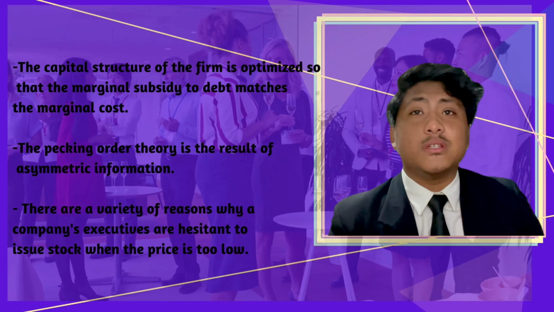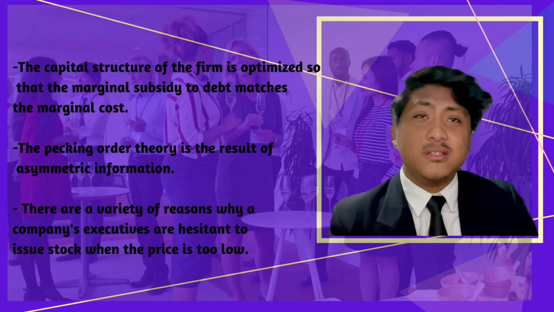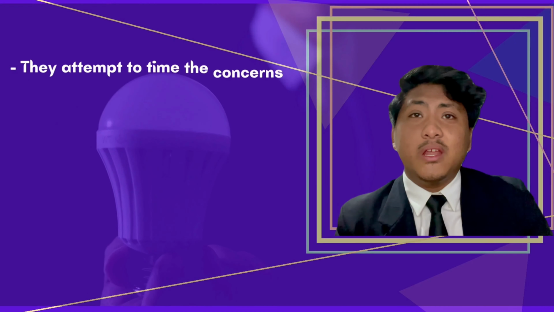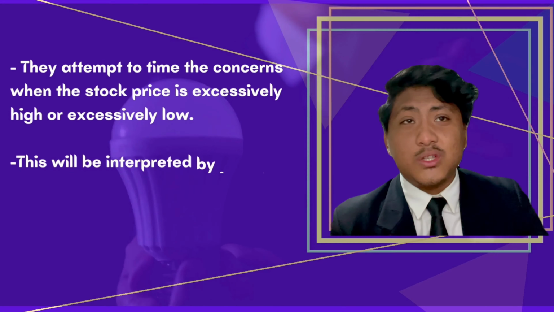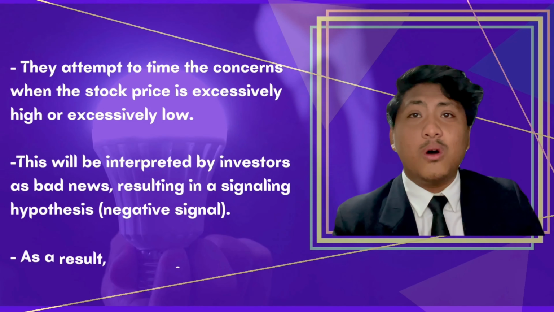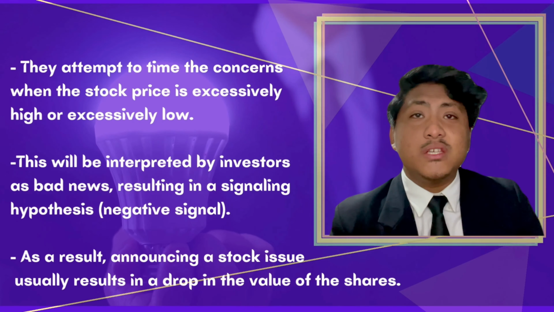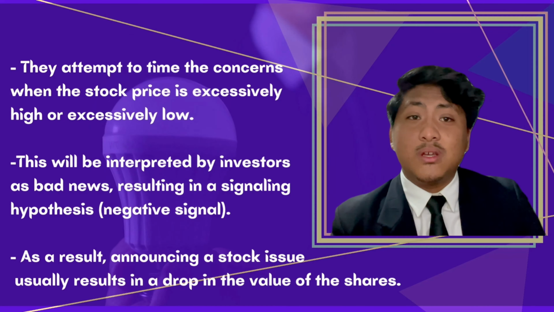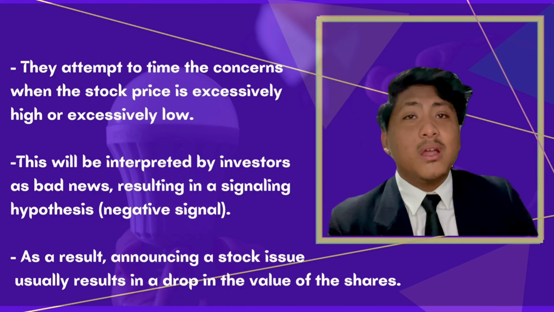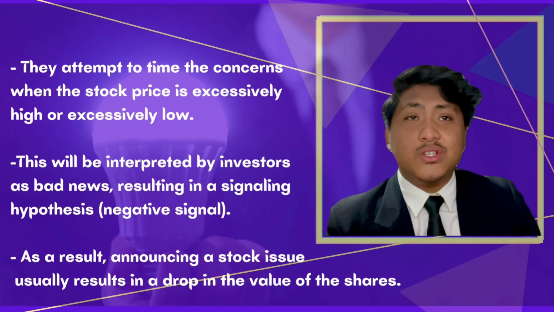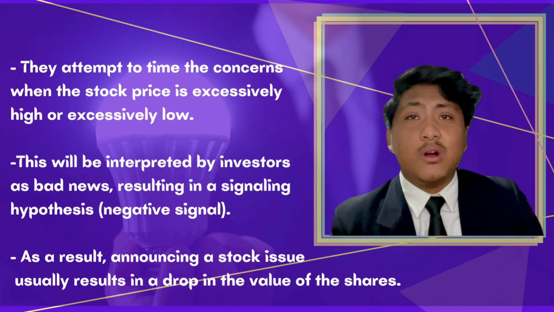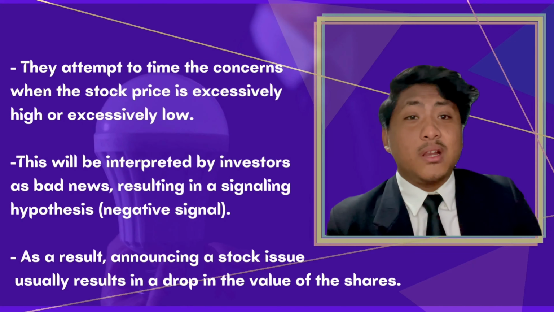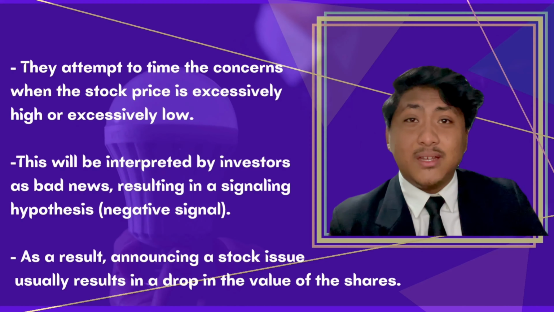There are a variety of reasons why a company's executives are hesitant to issue stock when the price is too low. Furthermore, they attempt to time the issuance when the stock price is excessively high or excessively low. This will be interpreted by investors as bad news, resulting in the signaling hypothesis, which is a negative signal. As a result, announcing a stock issue usually results in a drop in the value of the shares. A good indicator, on the other hand, would be the company's declaration of an increased regular dividend.